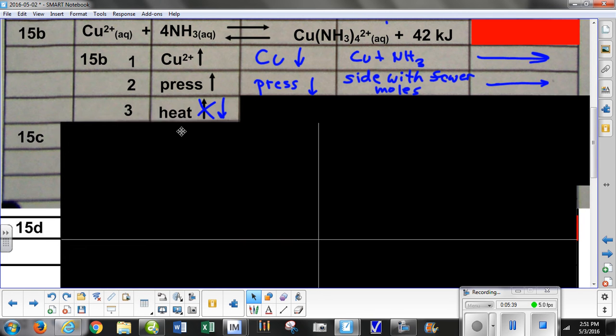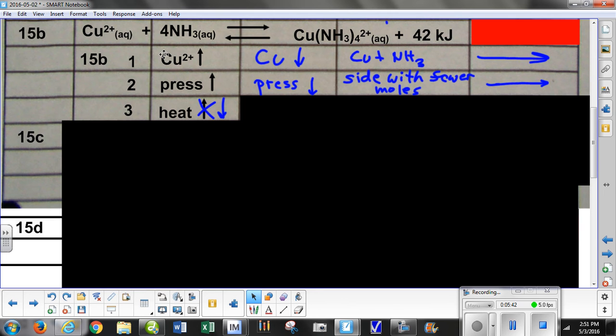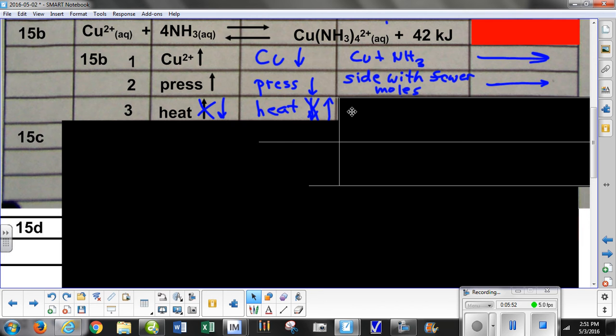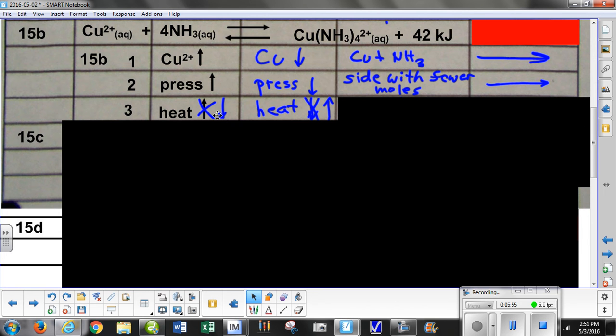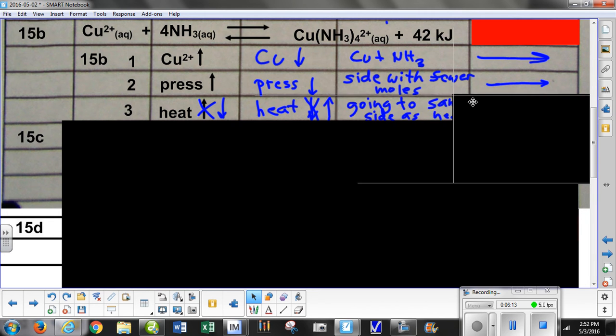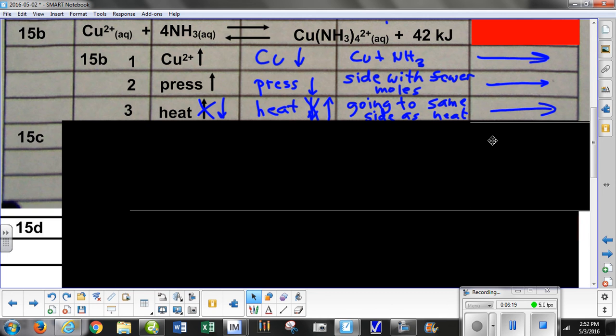So if we go now to the last thing, heat, yesterday I would have told you to start with heat up, but now I found that heat should have gone down. And by putting heat down, that means the stress is we're removing heat, like we take the reaction mixture and put it in the refrigerator, and now heat is being produced. But how is LeChat going to produce that heat? He can't do anything but shift left or shift right. So he shifts to the same side that the heat is on. And that will also create a right shift.